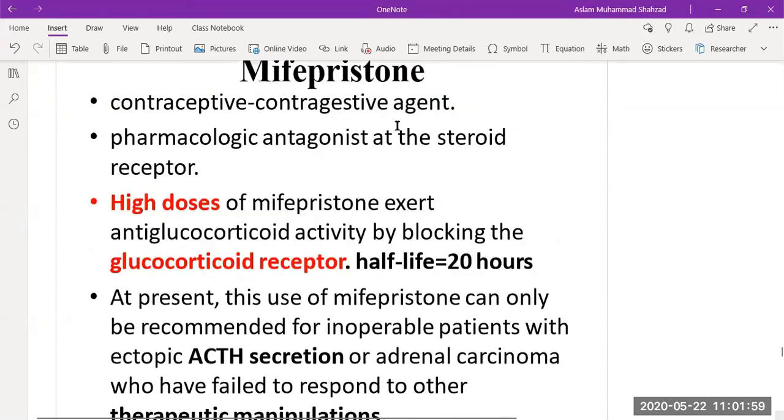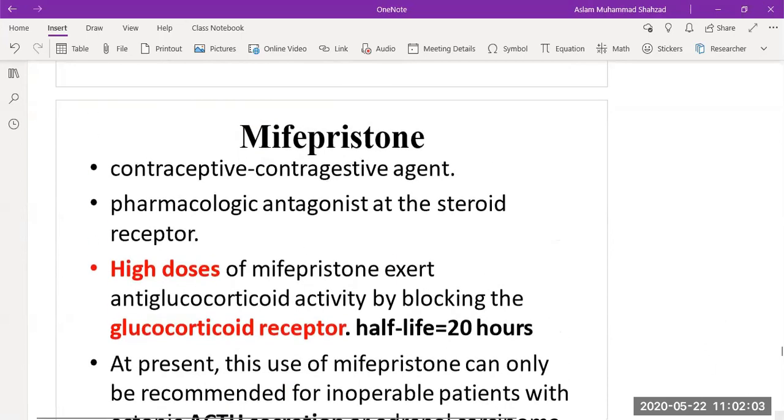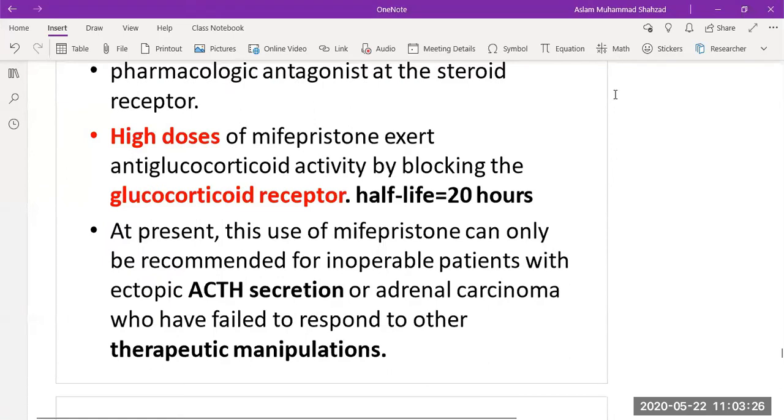Then the next drug is mifepristone, and it is used as a contraceptive agent in abnormal pregnancy or termination of pregnancy of 49 days or less. A high dose of mifepristone exerts anti-glucocorticoid activity by blocking the glucocorticoid receptors. The half-life of the drug is 20 hours.